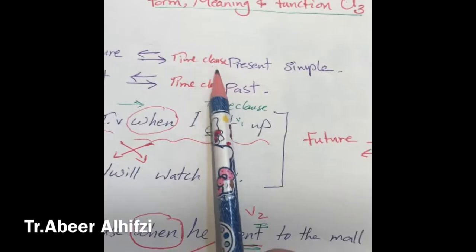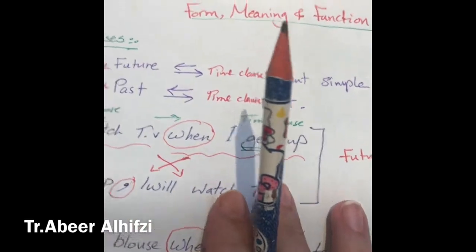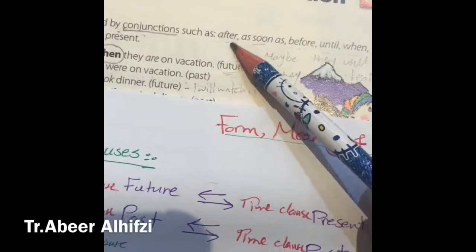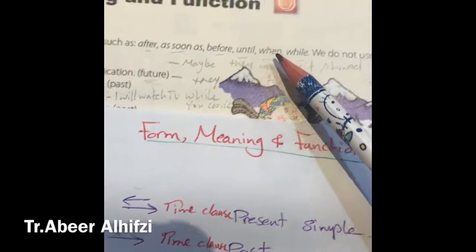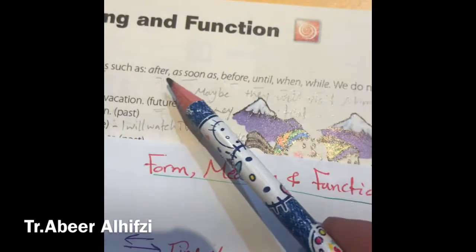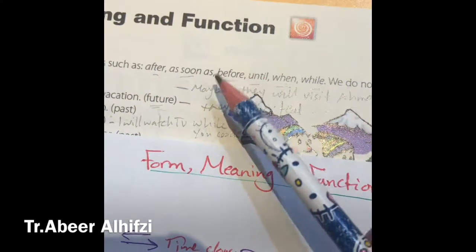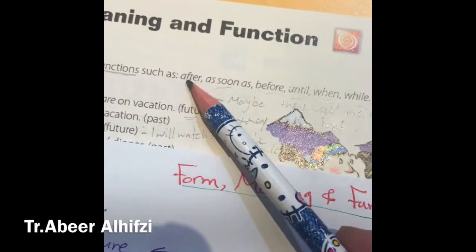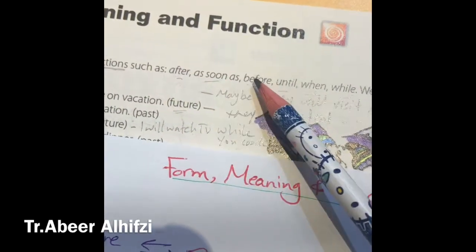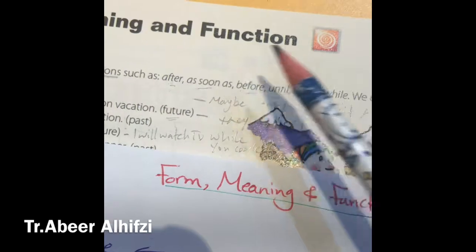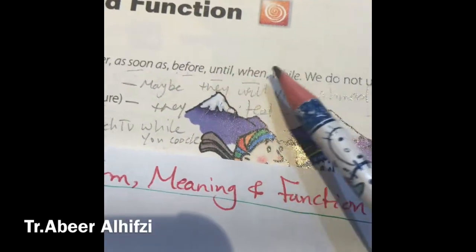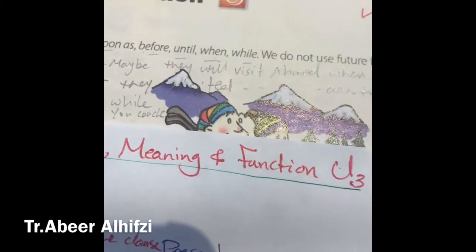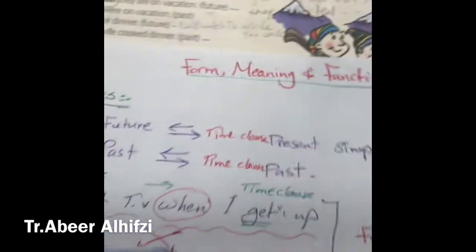The time clause is the clause that contains words that indicate time, such as after, as soon as, before, until, when, and while. They all come in the same place and we use them the same way, but they differ in meaning. Of course, after, يعني بعد, before, قبل, as soon as, بمجرد أن, until, حتى, when, عندما, while, في حين, أو في نفس الوقت.